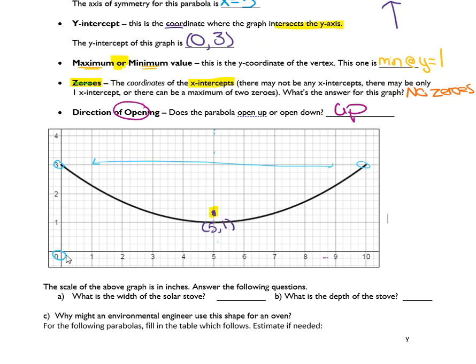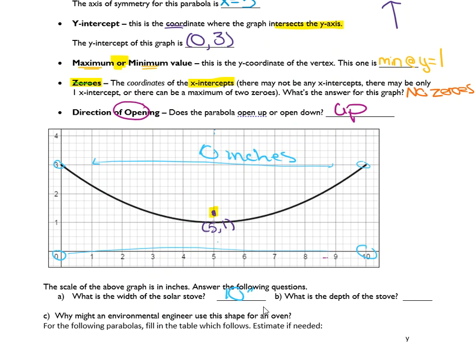So that's from a 0 all the way to a 10. So this is 10 inches. That's how wide it is. The width of the solar stove. So I'm going to write 10, but the short form for inches is like quotation marks.